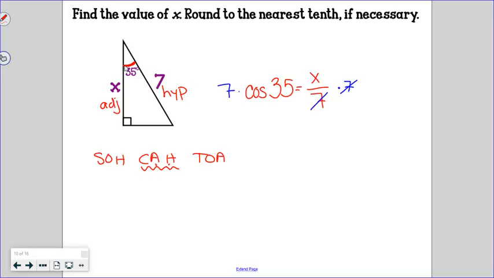Okay. And then as you guys are typing that in, because this is a get to know our calculator moment, make sure we all know how to type this in correctly. I can tell you right now, I don't know what the answer is, but I know it's something less than 7.